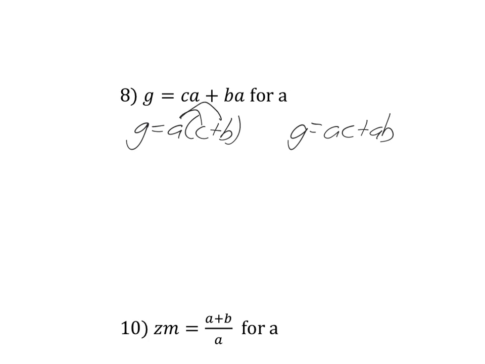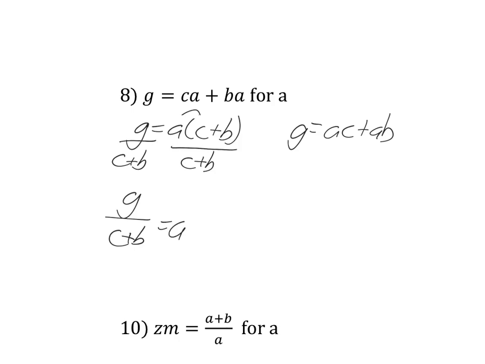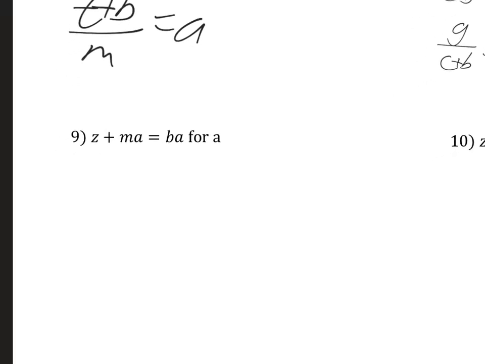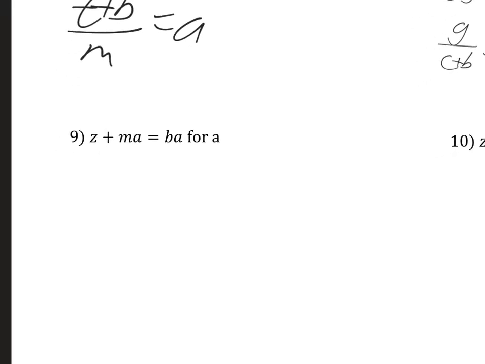Okay, so we have that. The very last part, I want to get that away from a. So I'm going to divide both sides by c plus b. So we have g over c plus b equals a. Cool, good. Okay, looking at this next one, I want to solve this one for a. So go ahead and take a minute and try that out.